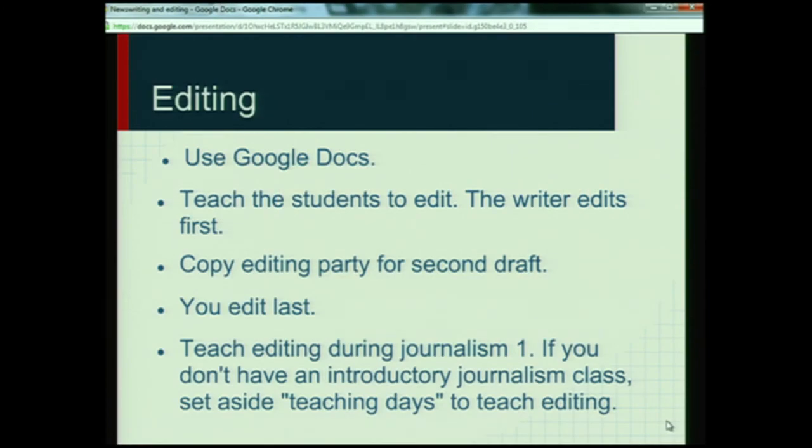Teach editing during Journalism 1. If you do not have a Journalism 1 class, then do teaching. And even if you do, once students join staff, don't give up the teaching. Just have your editors teach. So we'll do like once a week on Tuesdays. We'll do breakfast where they go down and get breakfast, and then they come back, and then we do a 10-minute teaching on something. Style book rules, just reminders, how to write a caption. But that could be your time if you don't have that introductory class.